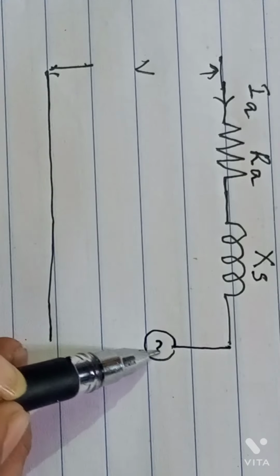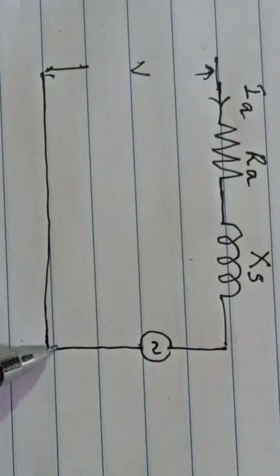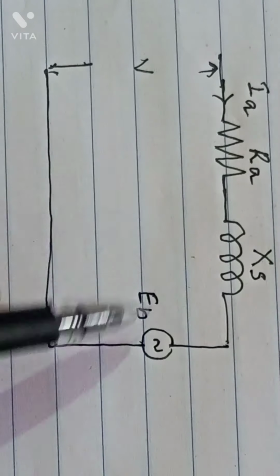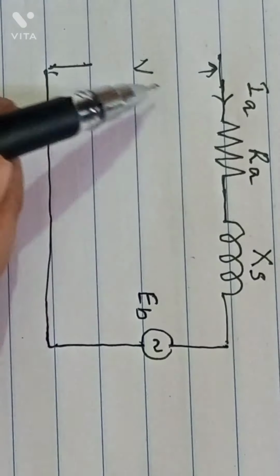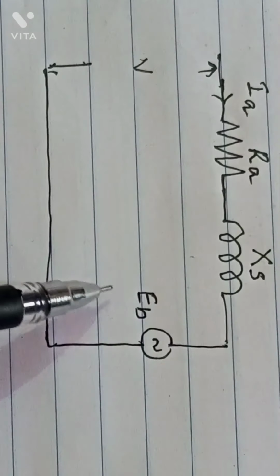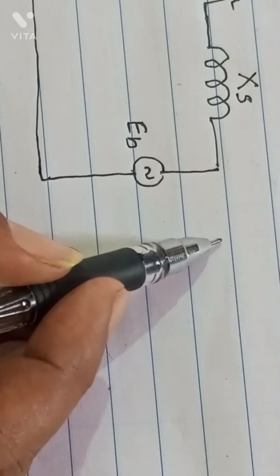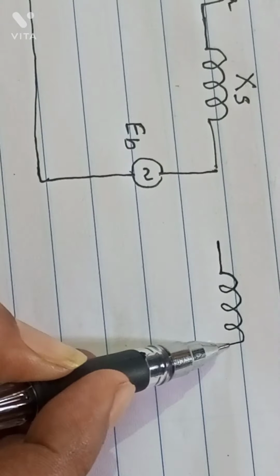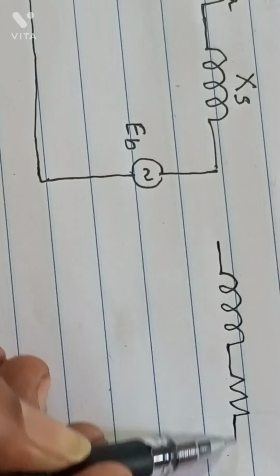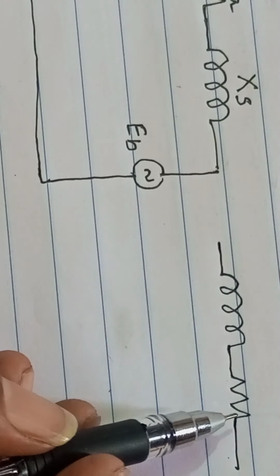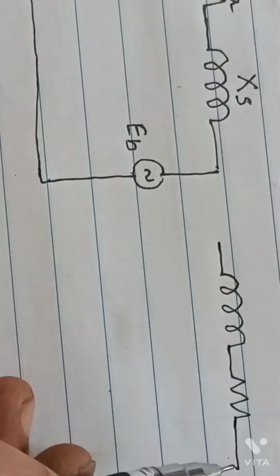Now the applied voltage V flows through, drops across here, then drops across here, then finally it is called a voltage source EB. That is, V is not equal to EB. V is the applied voltage, then the voltage is dropped here and dropped here. Finally, it's EB. Okay. Now you see the secondary side. The secondary side also has an inductance and a resistance.